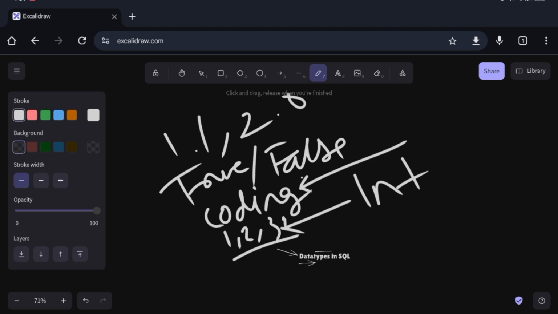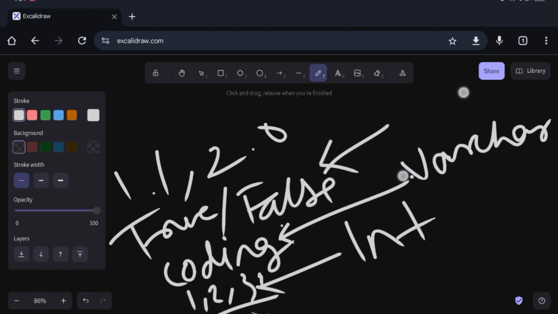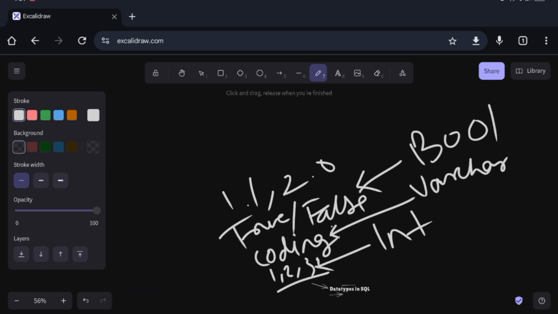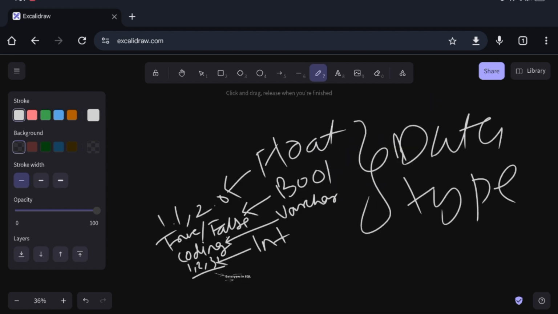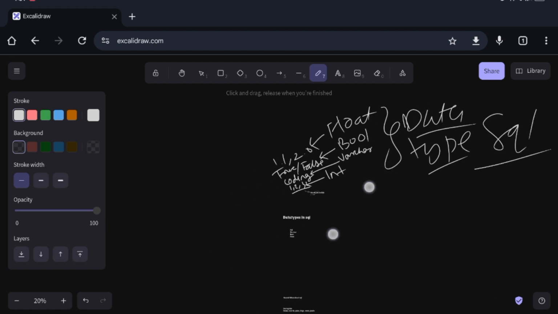The value which is present in a group of characters is known as the varchar, the value which is present in true false form is known as the boolean, and the value which is present in decimal form is known as the float. These are the data types in SQL. So let's see about the data types.